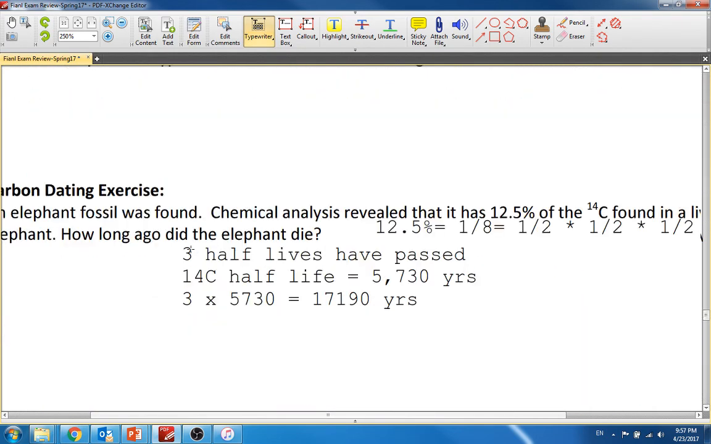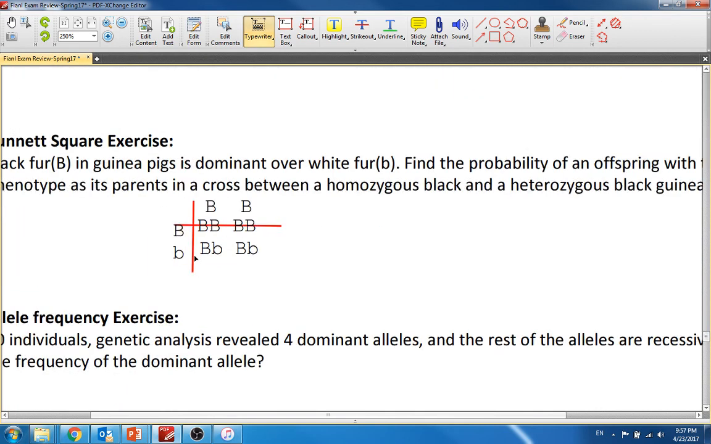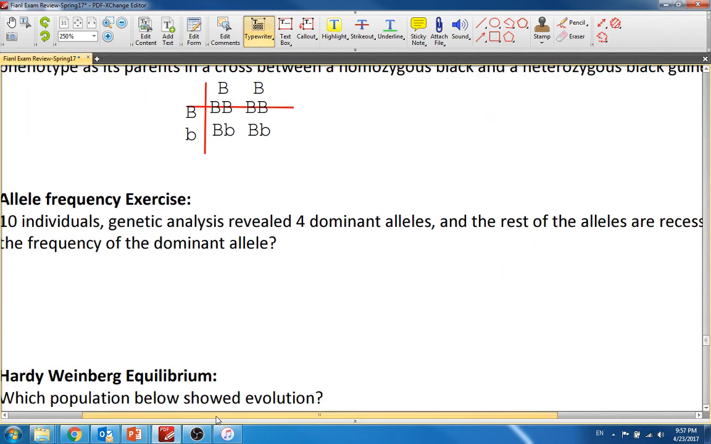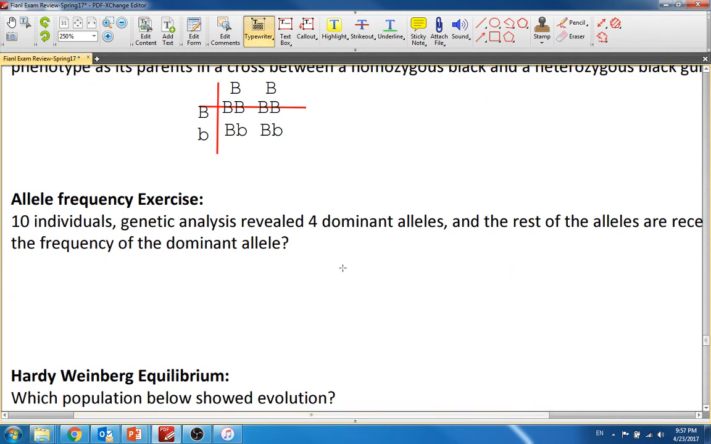For example, in the question here, 10 individuals have 4 dominant alleles. The frequency of the dominant allele will be 4 dominant alleles divided by 10 multiplied by 2, so 4 divided by 20, right? Because 10 individuals have 20 alleles. 4 divided by 20 is 20%. So the allele frequency for the dominant allele is 20% here.